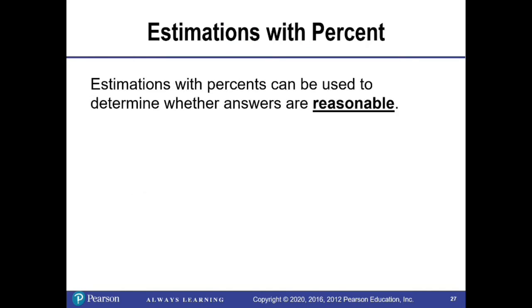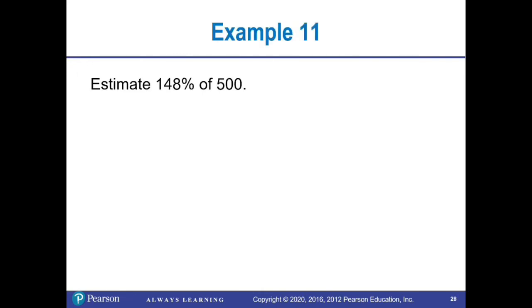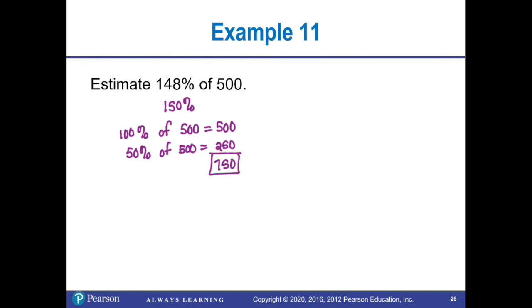Estimations with percents can help us decide whether or not our answers are reasonable. For instance, if I want to estimate 148% of 500, well, 148% is close to 150%. So 100% of 500 is 500. 50% of 500, or half of 500, is 250. So I add these two together, and that gives me about 750.